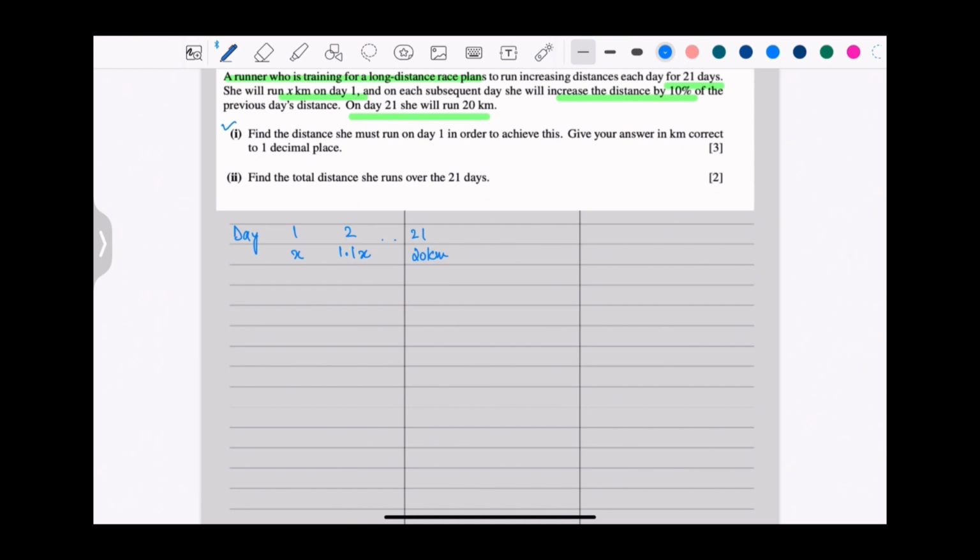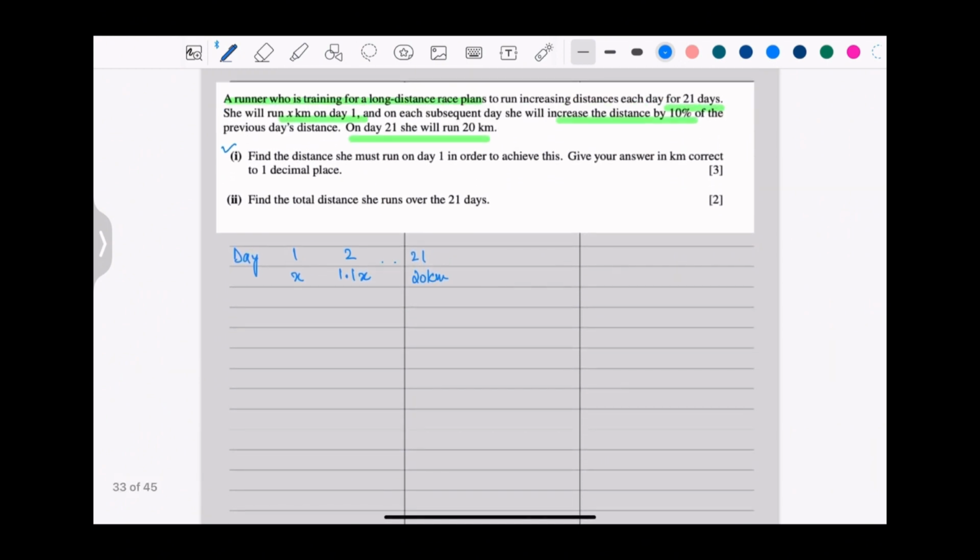Whenever you see a rate of percentage applied, it's clearly not going to be an arithmetic series, because previous value multiplied with the 10% increase will actually lead to a geometric progression or geometric series. So here a is equal to x, ratio is 1.1x over x, and x cancels out, hence the ratio is 1.1. And u of 21, the 21st term, is 20 kilometers.